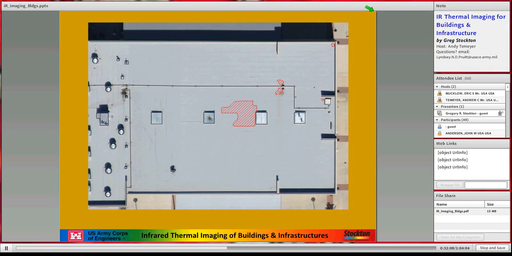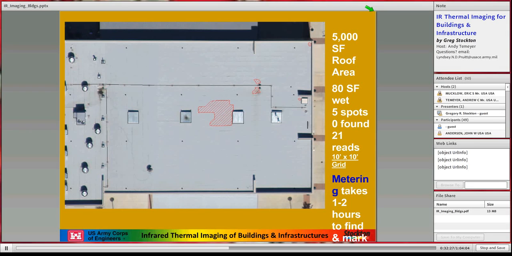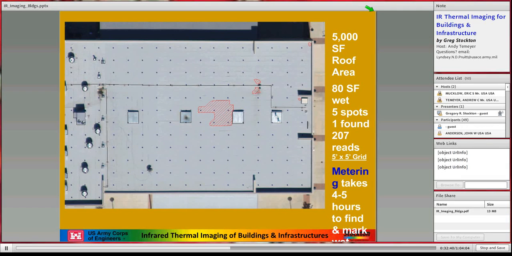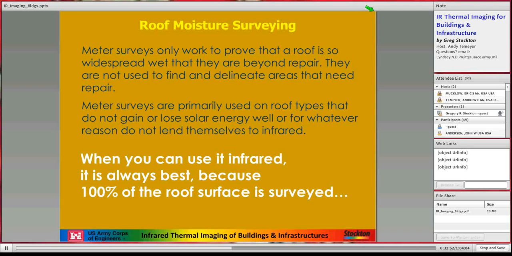The problem with meter surveys is you have to extrapolate, because you're not taking a meter reading every 2 inches. So your sample is very, very tiny. With infrared, your sample is huge. And I'll demonstrate what I mean on a picture here. There's a roof. There's an infrared picture of a roof. There's an infrared overlay of a CAD of the wet area. And if you notice, this is a 5,000 square foot roof section, of which there are 80 square feet of wet insulation, 5 spots found with infrared.